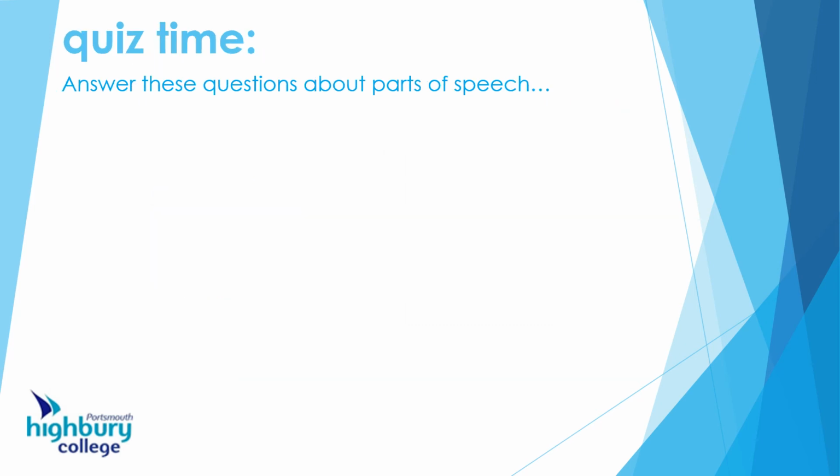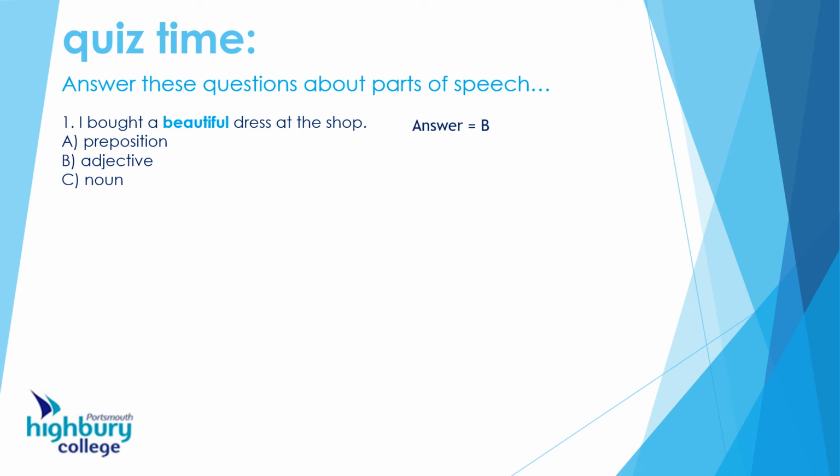Quiz time. Answer these questions about parts of speech. I'll show you a sentence, and each sentence will have a word in blue, and you need to decide what part of speech it is. So is it A or B or C? And then I will show you the answer. For number 1, the answer is B. Beautiful is an adjective. Here's the next one.